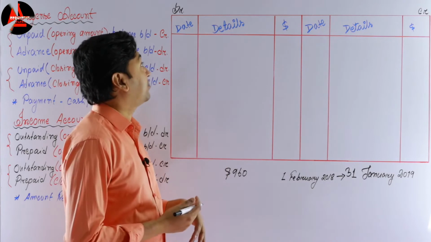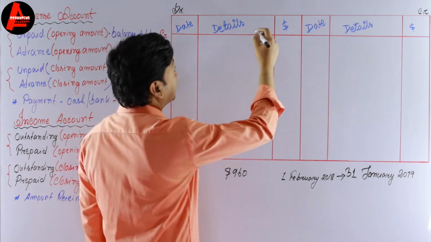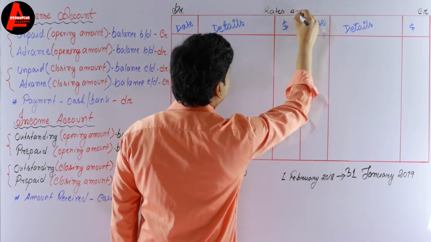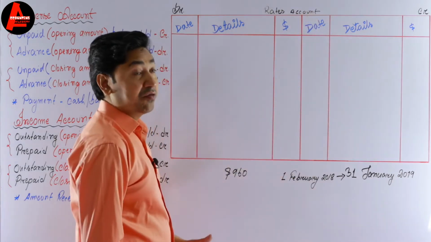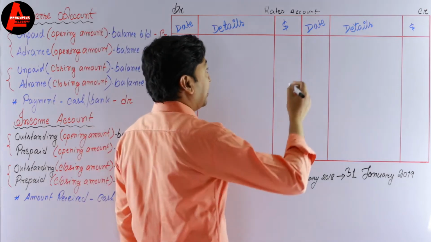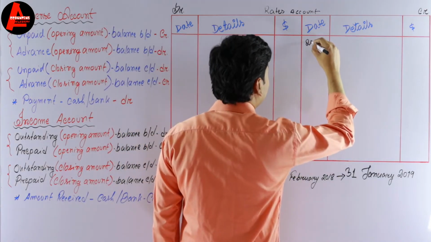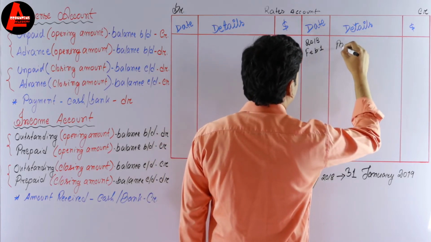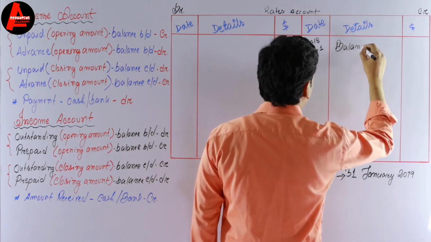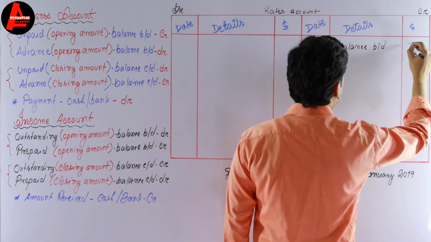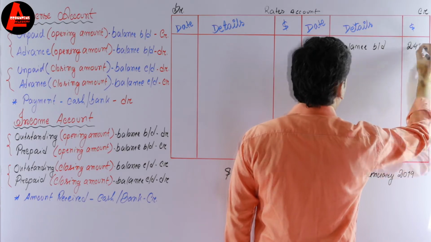First of all we have to write the name of the account. So we are doing here the rates account. Very good. So here we'll write balance b/d, and the date for balance b/d is already given. It is 2018 February 1st. So this amount is unpaid, so this will be balance b/d on the credit side. The amount is here $240.